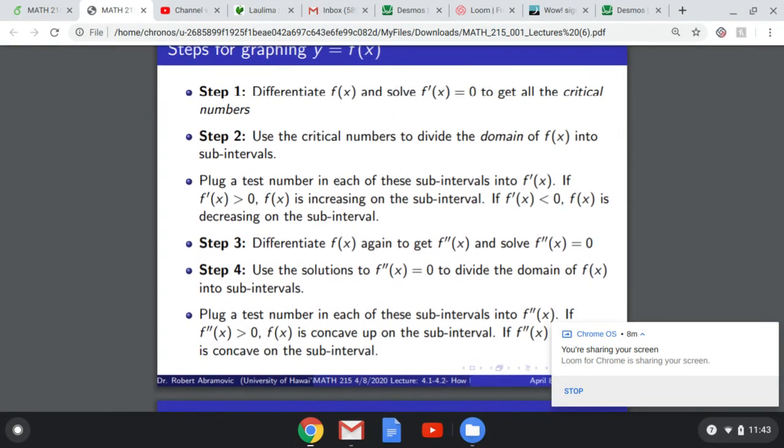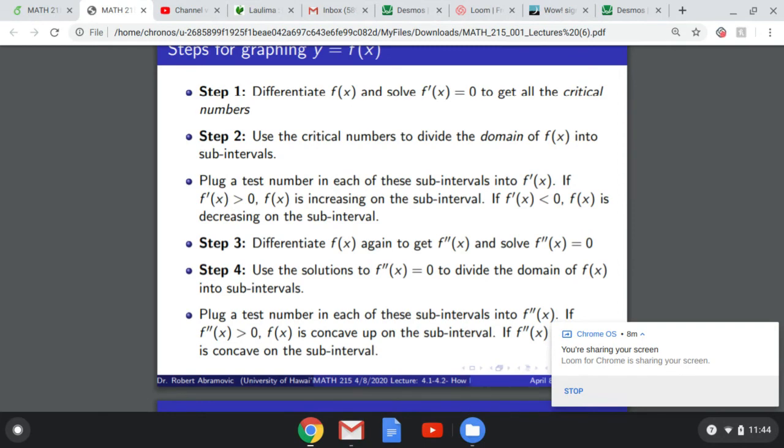We're not going to have time in this lecture, but next lecture, we'll see that the critical numbers divide the domain of f of x into the number of critical numbers plus 1 subintervals, provided all the critical numbers live in the domain. Likewise, the number of solutions to f double prime of x equals 0, or where f double prime of x does not exist, will also divide the domain. Provided they are in the domain, they'll divide the domain into the number of solutions plus 1 subintervals.